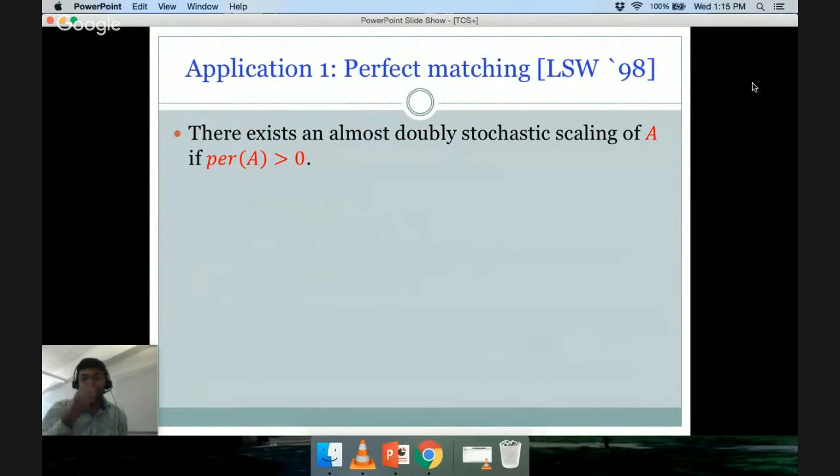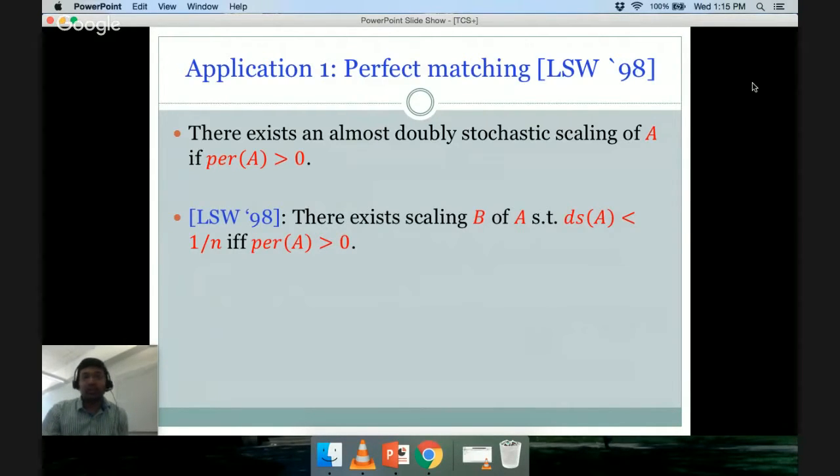So this is the analysis, and as Oded pointed out, there exists an almost doubly stochastic scaling of A only if the permanent of A is greater than 0. You don't need all the entries to be strictly positive. In fact, this gives us the first application, an alternate algorithm for determining if a bipartite graph has a perfect matching. LSW also proved that if there is a doubly stochastic scaling of A, where you get, let's say, 1 over n close to being doubly stochastic, then the permanent of A has to be strictly positive.